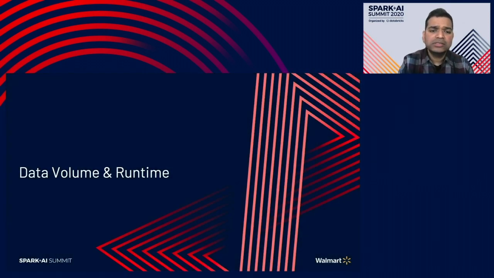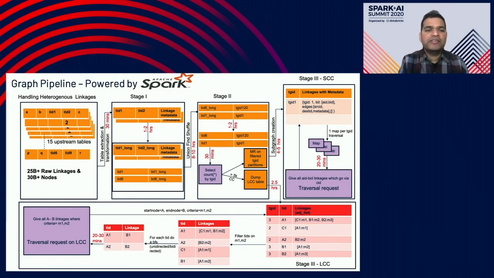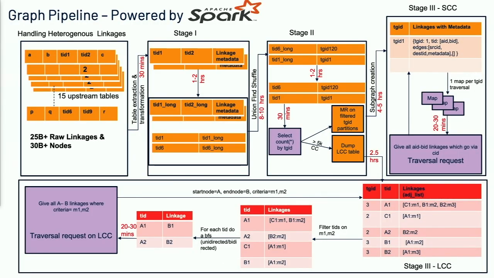Putting this all together, I'd like to give a picture of the entire graph pipeline, starting from handling heterogeneous linkages, where in stage one we clean up anomalous linkages based on thresholds, and we use the union find shuffle algorithm to build the connected components. At this stage, you know which connected components are small and precise, and which of them are large connected components. Accordingly, we process the data. The pipeline that you see at the bottom of the screen is dedicated to processing the large connected components, both for creating them as well as for traversing them.